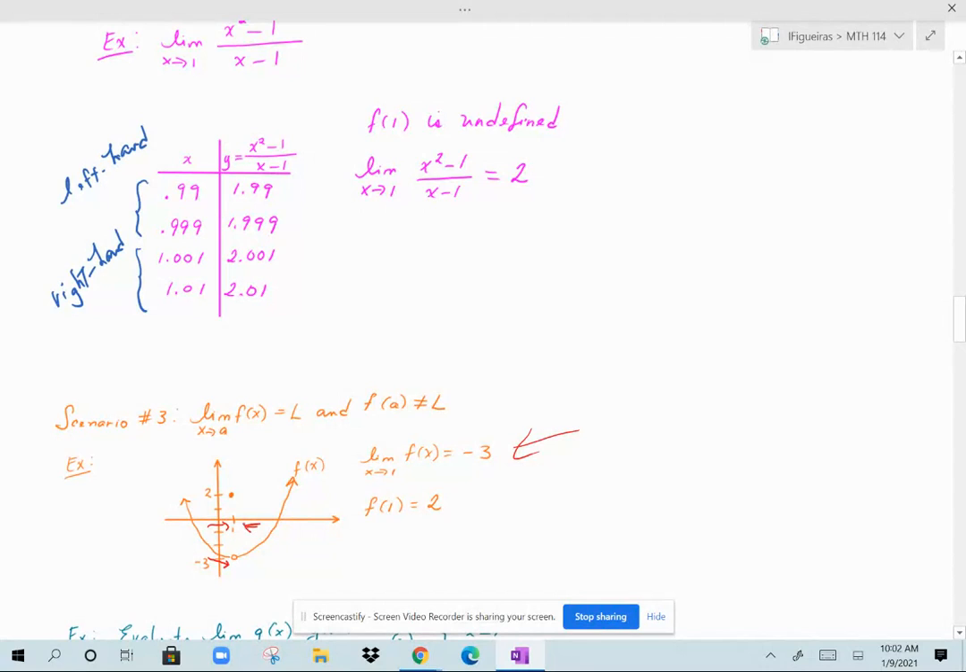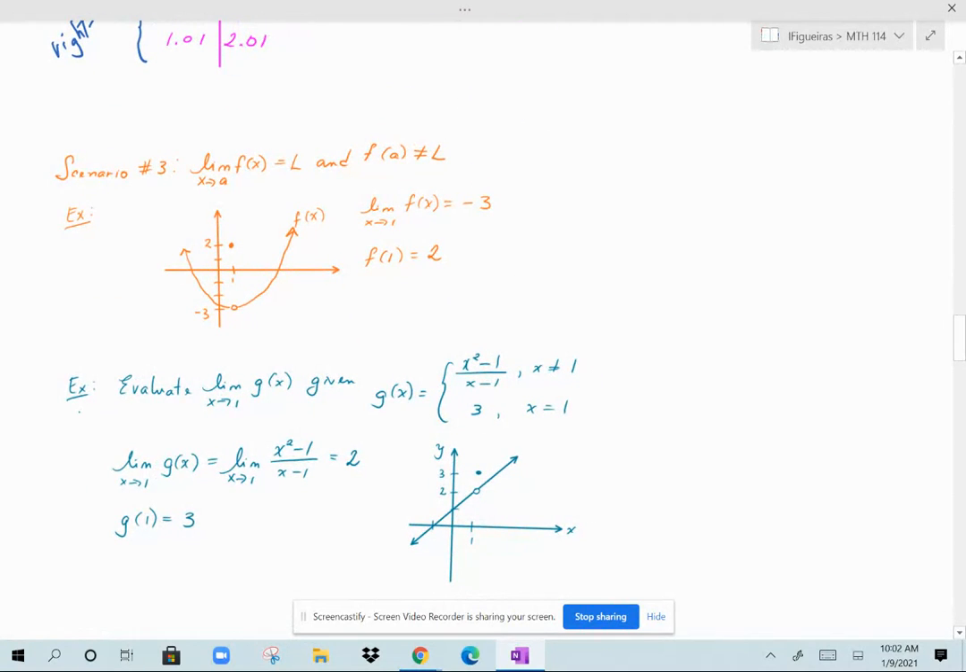When I'm on the right side of 1 and I follow the path of the graph, I'm also approaching the same value. So my limit is -3. But if I read the graph and I say, well, what is f of 1? You can see that I have a solid point up here at 2. So f of 1 is 2. So it's an example of where the limit and the function value both exist, but they are different.